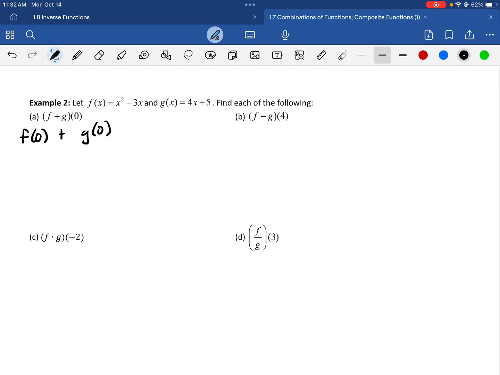All right, to figure out f of 0 means I want to plug in 0 for both x's in that function f. So we're going to have 0 squared minus 3 times 0. That's going to be 0 minus 0, which is 0. And then we'll do the same thing for function g. We'll plug in a 0 for that x there, and we're going to simplify that down, and it's going to get 5. And then ultimately we are adding those two things together. So 0 plus 5 is 5.